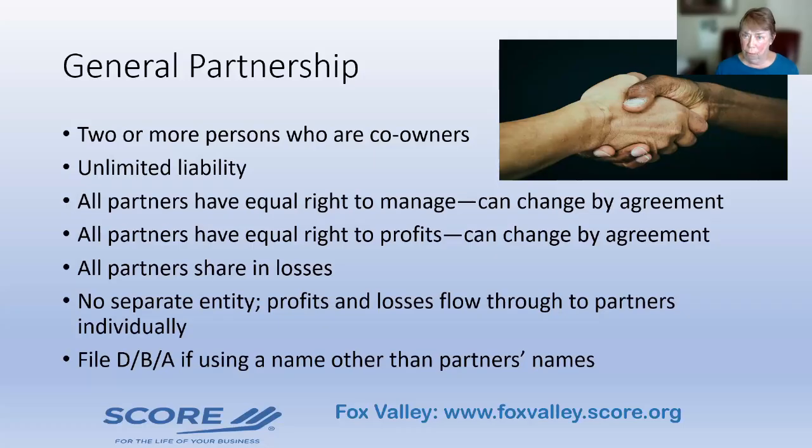It's another flow through. The partnership is not an entity. The profits and losses are coming through the partners. Now it's going to be equal, unless you've provided otherwise. And again, if you've got a name for a partnership that's not the partners' names, you're going to have to file that assumed name, that DBA, in your county.